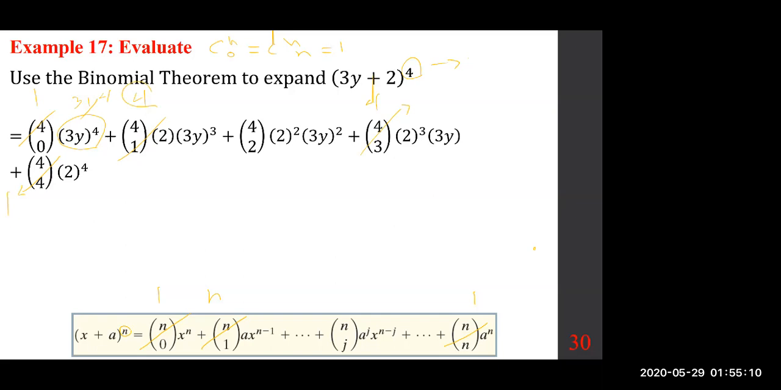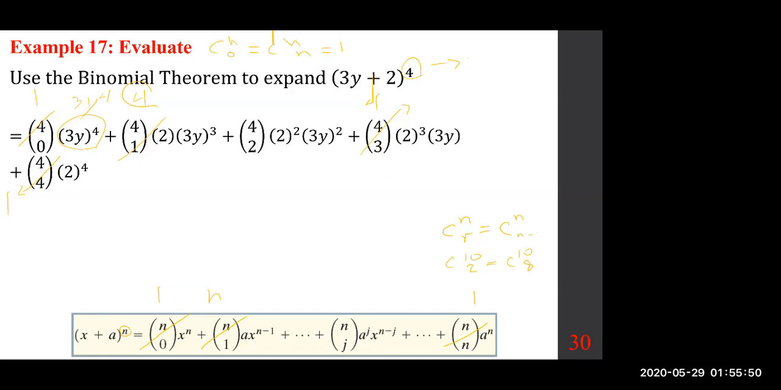Now, maybe I want to write this for you. This is a theorem, CnR, and I want you to look at it. In fact, I want you to prove it for yourself. CnR and Cn,n minus R are the same. Here's an example. If you have C, let's say 10,2, it's the same as C10,8. Look at the two numbers at the bottom, they add up to n. Do you see that? I hope this helps, okay? So the two numbers at the bottom, they add up to n. All right.